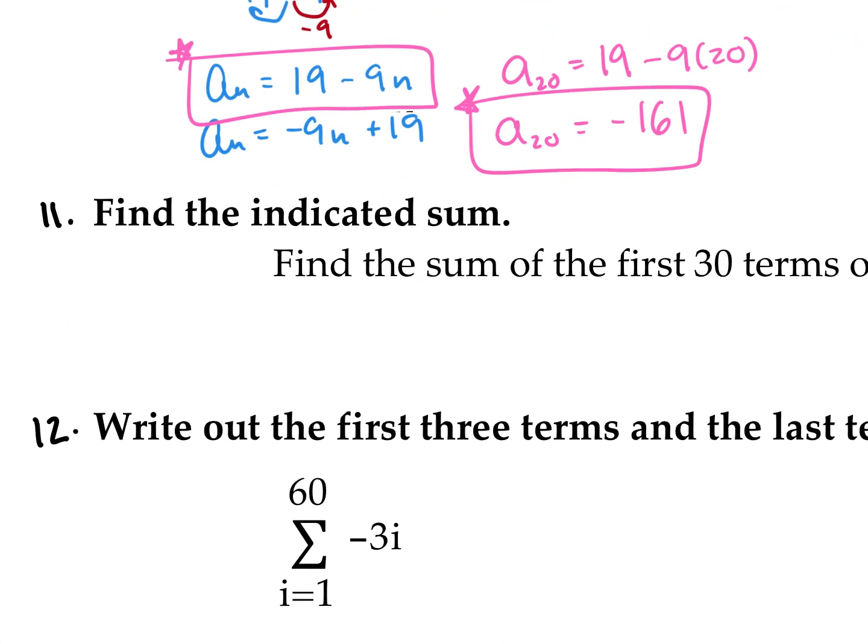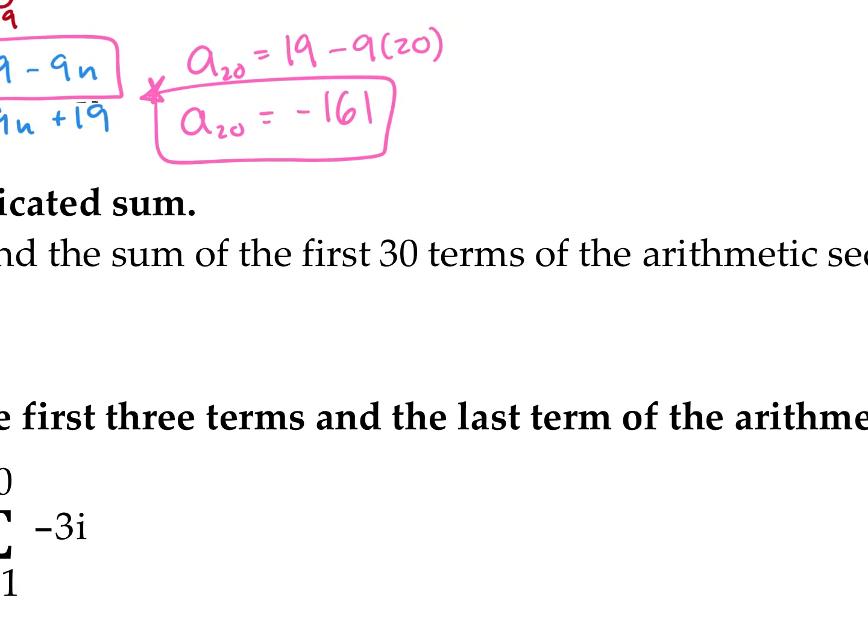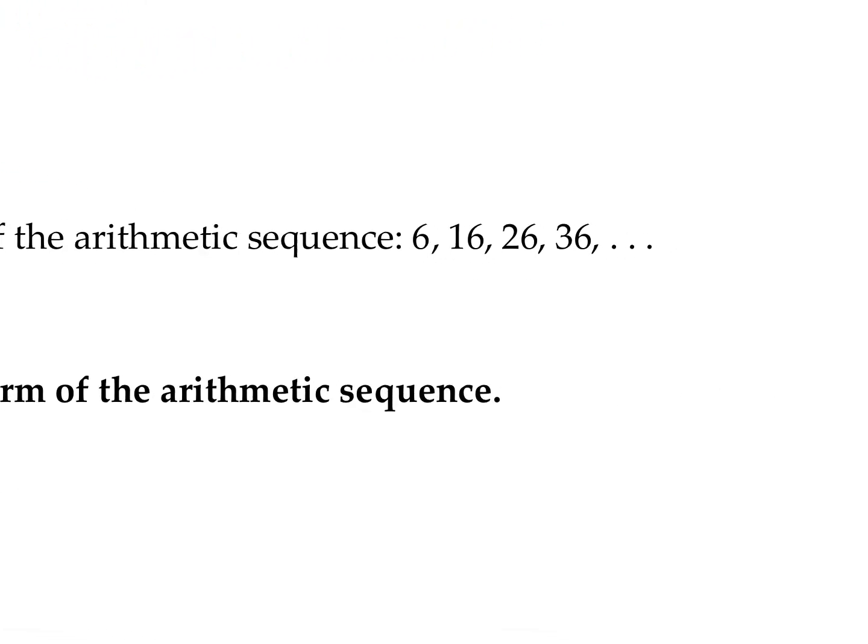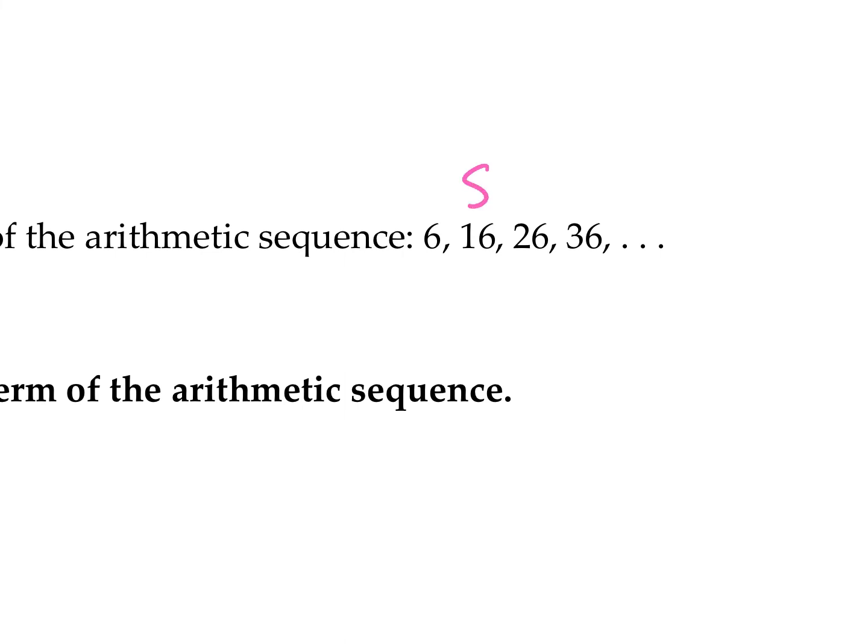All right, next one, 11. We have to find the sum of the first 30 terms of the arithmetic sequence. So our sum formula is S sub n is equal to n over 2 times a sub 1 plus a sub n. Geometric sequences have the fraction. Right, so remember, your sum formula is different for arithmetic and geometric.